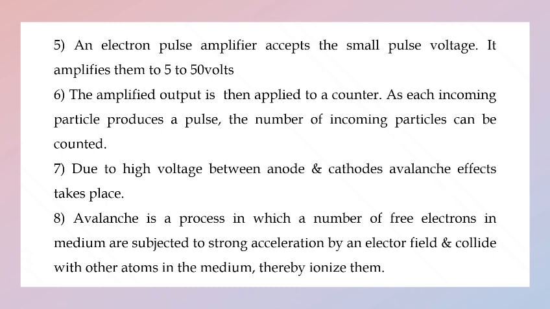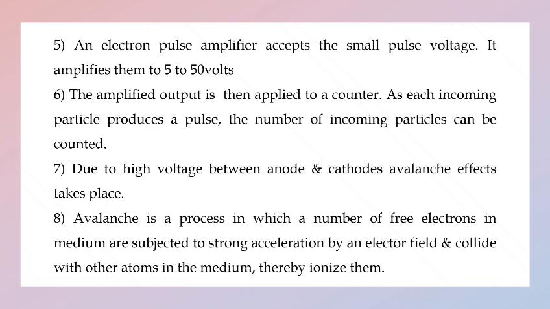This pulse is large, almost independent of the energy of incoming radiation. The pulse travels through the external circuit. The current through R produces a voltage pulse of the order of 10 microvolt. An electron pulse amplifier accepts the small pulse voltage and amplifies them up to 5 to 50 volt. The amplified output is then applied to a counter. As each incoming particle produces a pulse, the number of incoming particles can be counted. Each pulse represents one detected radiation particle.